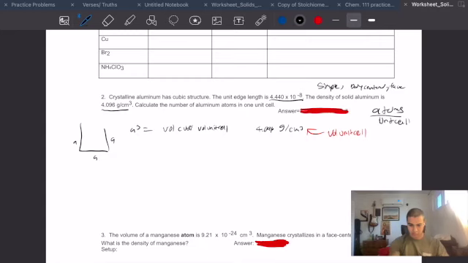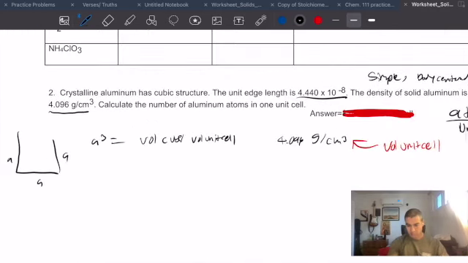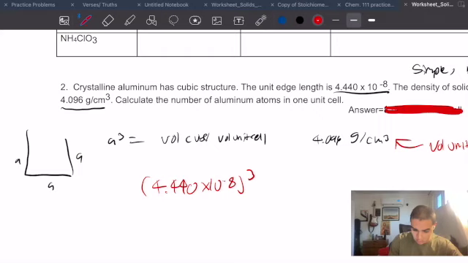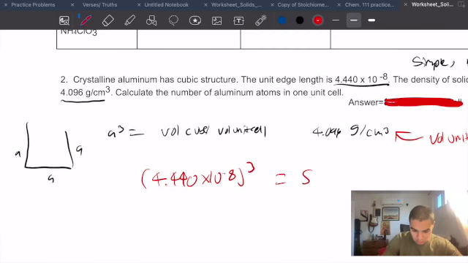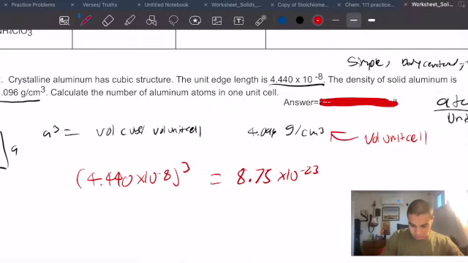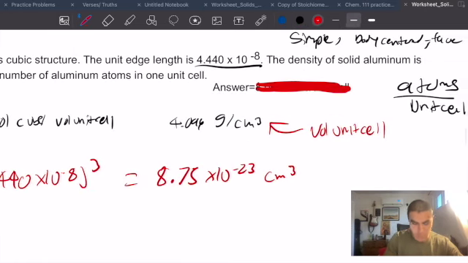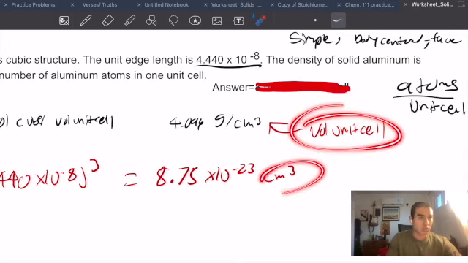So how can I get this? Well, let me first solve for the volume of the unit cell, which is going to be this number cubed. Let me type this into my calculator. I'm going to get 8.75 times 10 to the negative 23 centimeters cubed. Again, this is the same unit here.